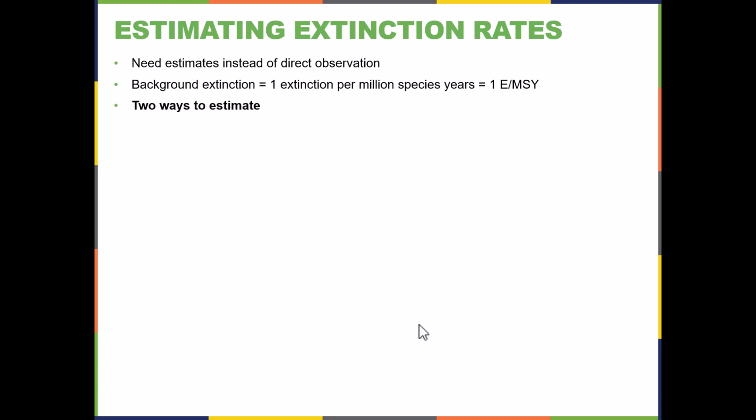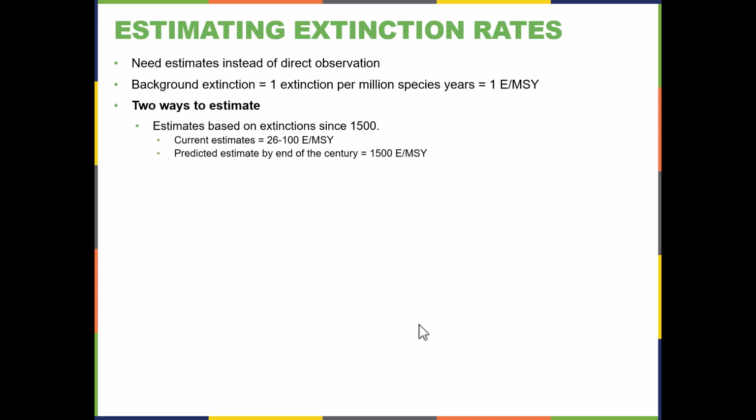Now, there's a couple of ways that we can estimate extinction. One of the ways we can do it is we can estimate based on the extinctions that we've seen since 1500. What documented extinctions have we seen? If we base it on extinctions that we've seen, the current estimates are anywhere from 26 to 100 extinctions per million species years. That would indicate that it's anywhere from 26 to 100 times higher than the background extinction rate. When they run these predictions to the end of the century, they come up with a number that's around 1,500. So that would mean that if those predictions are accurate, by the end of the century, our extinction rate is 1,500 times higher than the background extinction rate.